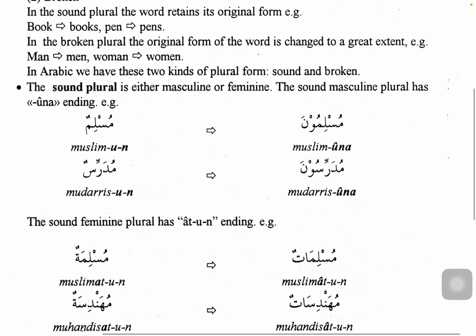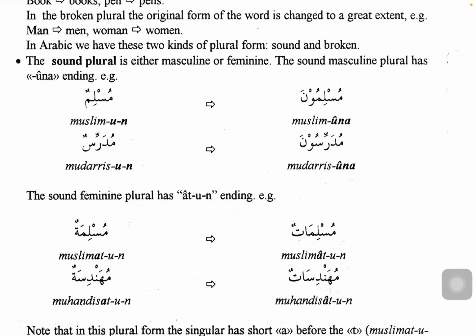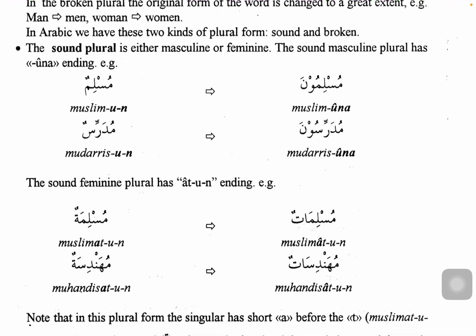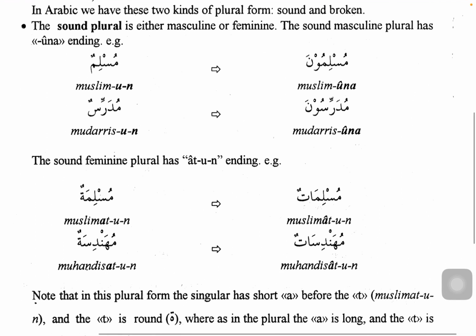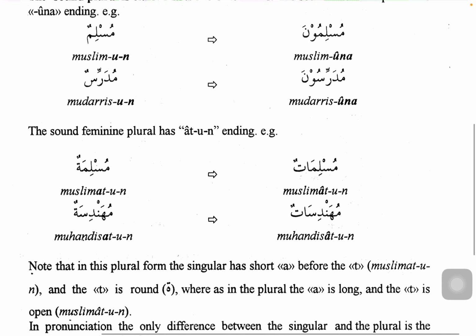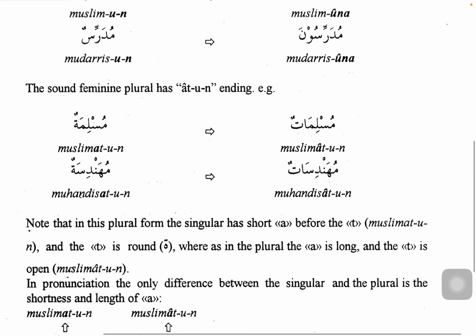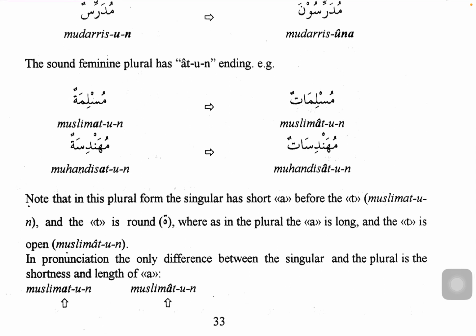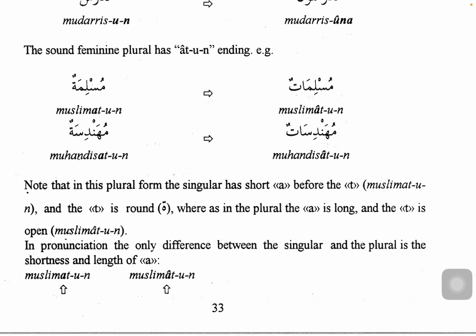So let's read. The sound plural is either masculine or feminine. The sound masculine plural has the una ending. For example, muslimun, muslimuna. Mudarrisun, meaning teacher, mudarrisuna, teachers. This is the male form. The sound feminine plural has atun. So muslimatun, muslimatun. Muhandisatun, muhandisatun. This muhandisa means a female engineer.